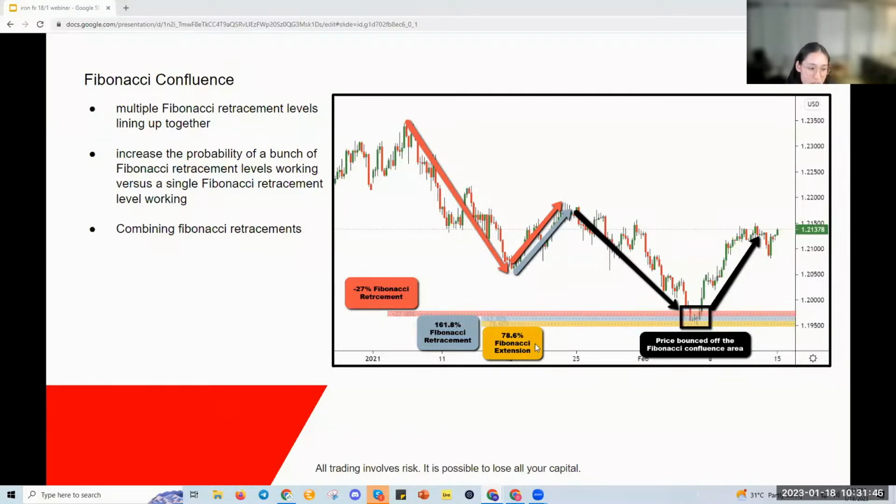And then we have a 78.6% Fibonacci. This should be Fibonacci retracement, sorry, the 78.6. So that all lines up nicely and we expect price to bounce off of this confluence area since all three of our Fibonacci levels line up together. And you can see that price really bounced off this area and it resulted in an uptrend after that.